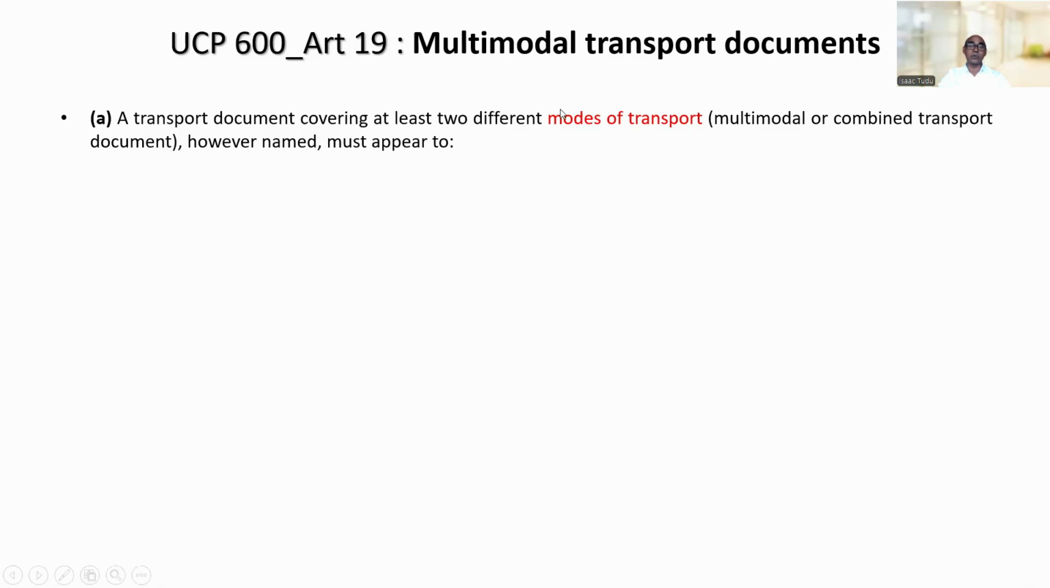What is the meaning of modes of transport? Modes of transport indicates the type, or you can say the nature, of the transport. For example, transportation by sea, or transportation by road, or transportation by air. Okay, let us understand this in detail.